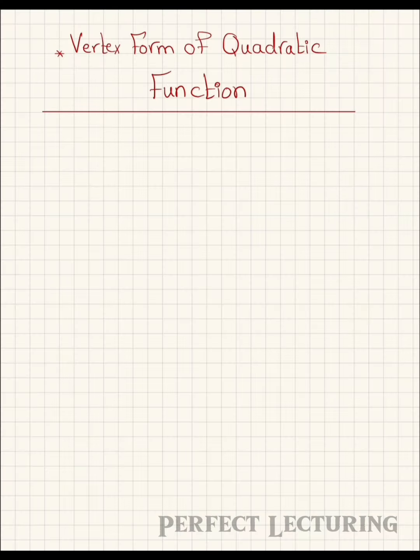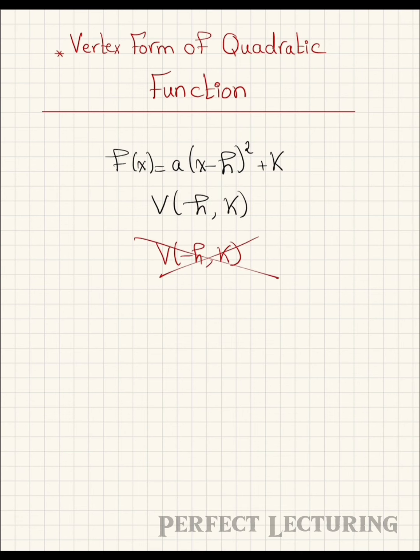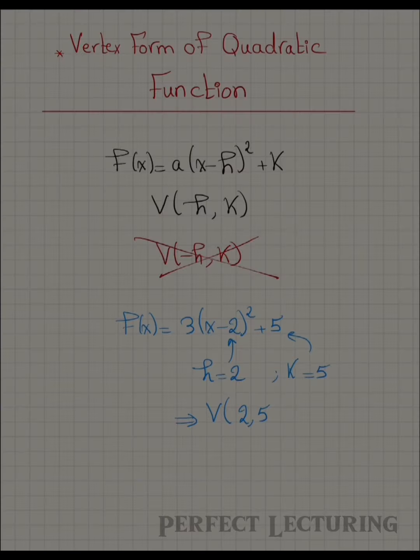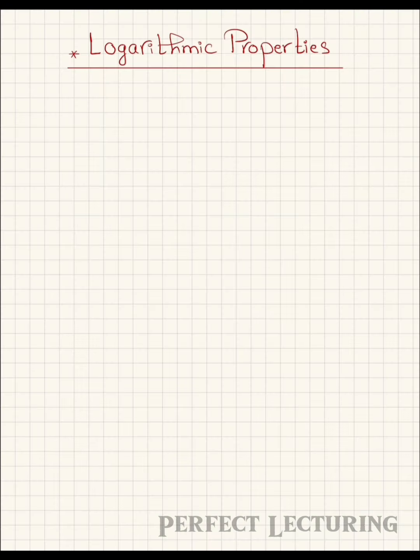The next mistake is when we have a quadratic function in the vertex form. So if we have f of x equals a multiplied by x minus h squared plus k, the vertex is (h, k) and it's not (negative h, k). So for example, if we have f of x, let's say equals 3 times x minus 2 to the power of 2 plus 5, then h is 2 and not negative 2. So h is always the opposite of what we have here. However, k is the same, so it is 5, which means the vertex is not (negative 2, 5), it is (2, 5).